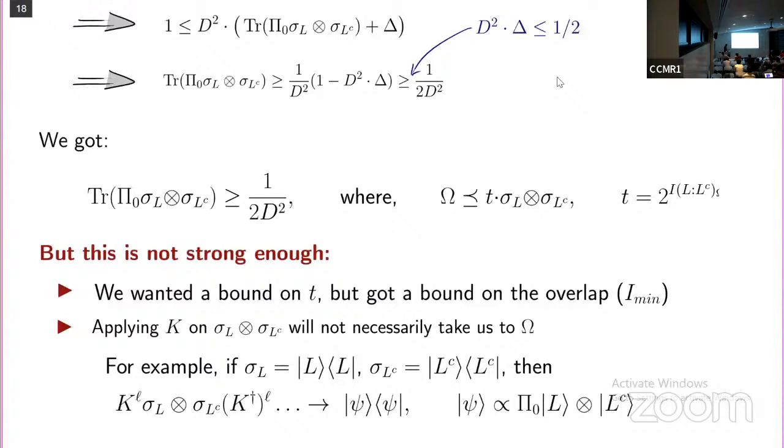First of all, we wanted a bound on T, but we got a bound on the overlap. Also, the fact that we get some state that has a nice overlap with the ground space doesn't mean that it will give us in the end an area law for the maximally mixed state. Remember, we wanted the maximally mixed state. If this is, for example, just a pure state, and we apply the AGSP on it, we will end up again in a pure state. It will be just the action of the ground space projector on this pure state, which will also give us a pure state. So this is definitely not the maximally mixed state. So this is not strong enough.